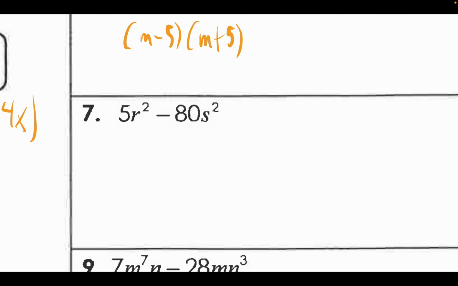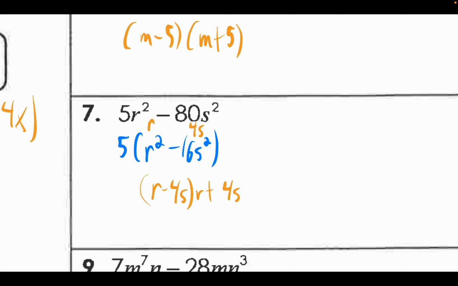Number 7 here, we look at this, and 5 is not a perfect square, neither is 80. But there is a GCF here we have to remove first. So we can factor out the 5, and now we're left with r squared minus 16s squared. Now if I look at this, r times r is r squared, and 4s times 4s is 16s squared. So this factors further. And so we have r minus 4s, r plus 4s, and we just have this GCF of 5 out in front.